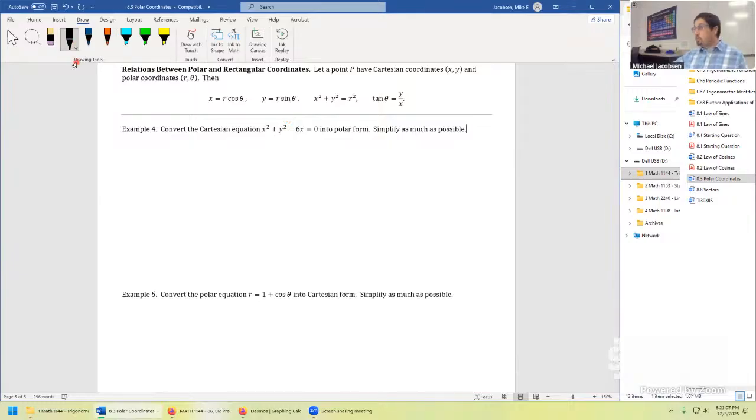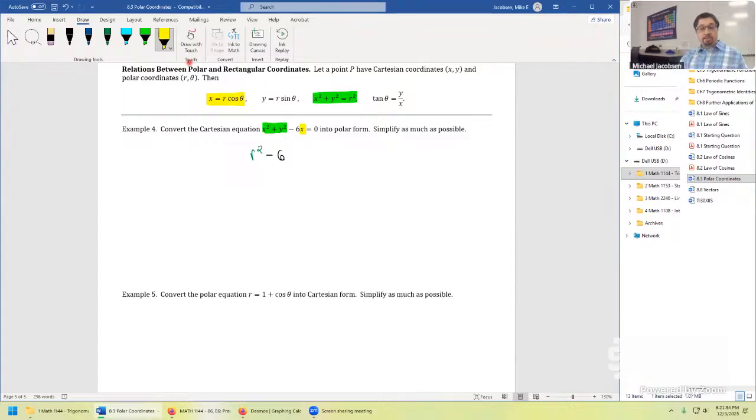And here's what the work would look like. The first bit is we can take this x squared plus y squared that we see and just rewrite it as an r squared. So that's a nice immediate transition or substitution. This becomes r squared minus 6 times x.